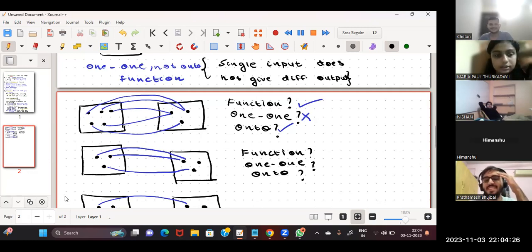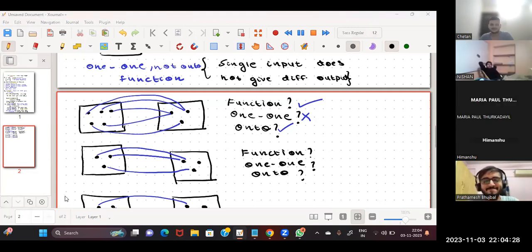Anyway, is this a function? Pratmesh says yes. Anurag says yes. Yes, this is a function. If you take a look at it, we have all the inputs mapping to some output in the second box, and no two outputs are mapping to a single input in the first box. It is a function. Is this a one-to-one function?